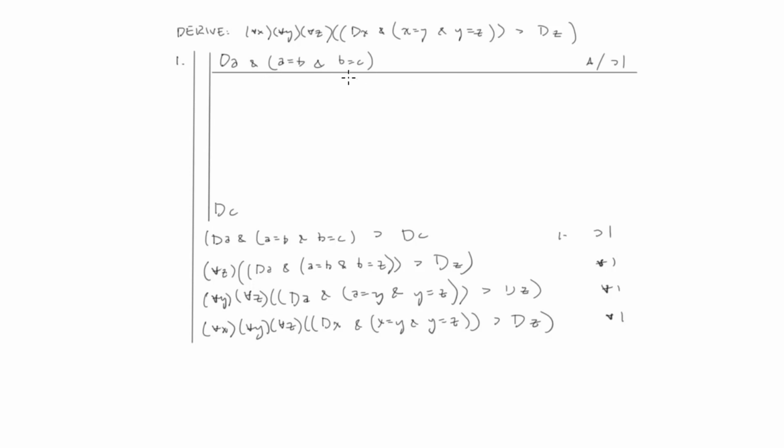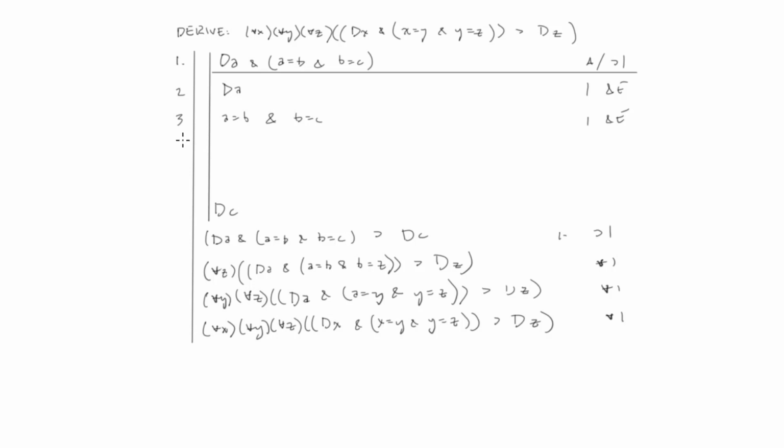So even though what I'm going to do with line 1 is conjunction elimination, I wouldn't put that as my annotation for this assumption. Conjunction elimination is not a subderivation rule. It doesn't take a subderivation as input. So the first two things I'm going to do is break open the conjunction on line 1. Just go ahead and write down both conjuncts. There's Da. There's a equals b, and b equals c. Both of those come from line 1, ampersand E.